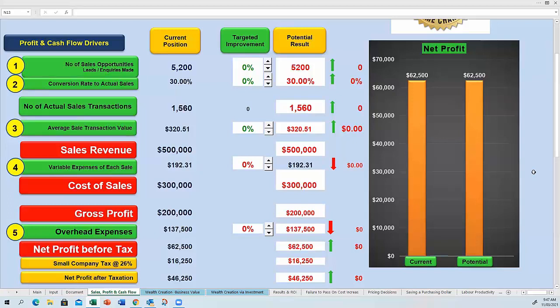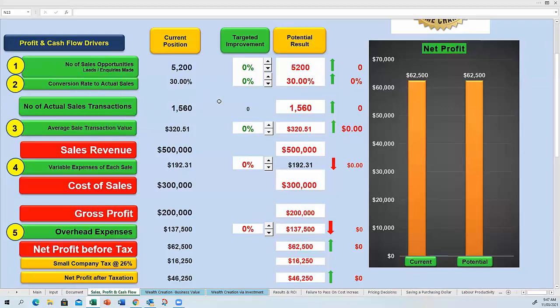Now let's look what happens if we make some additional small but very achievable improvements to each of the following key revenue driving numbers, being the sales opportunities, the conversion rate of those opportunities into actual sales, and your average sale transaction value.